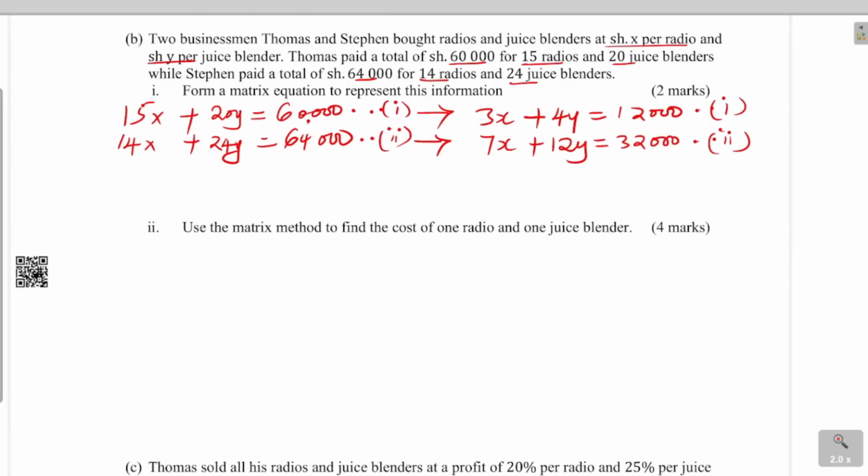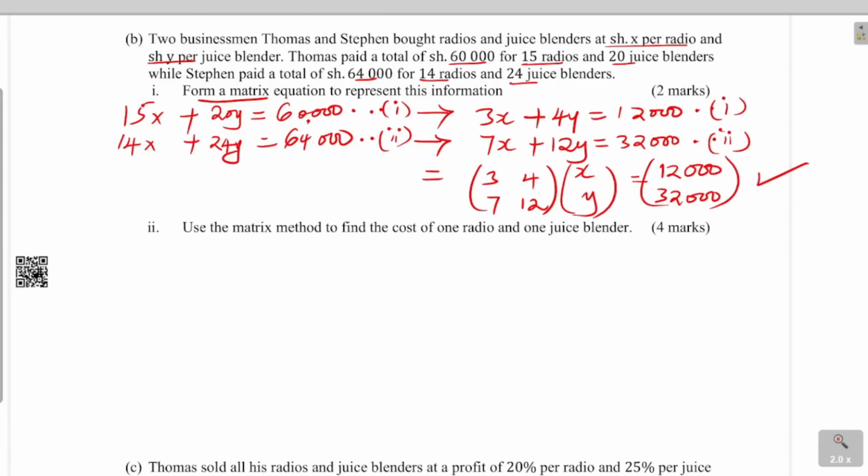So the question is, form a matrix equation. Forming the matrix equation means you extract the coefficients of x and y. So these are 3, 7, then a positive 4, positive 12. And then you multiply by x and y, the cost of radio and juice blender, equals 12,000, 32,000. So this is the matrix form of the equation. That is the first part.